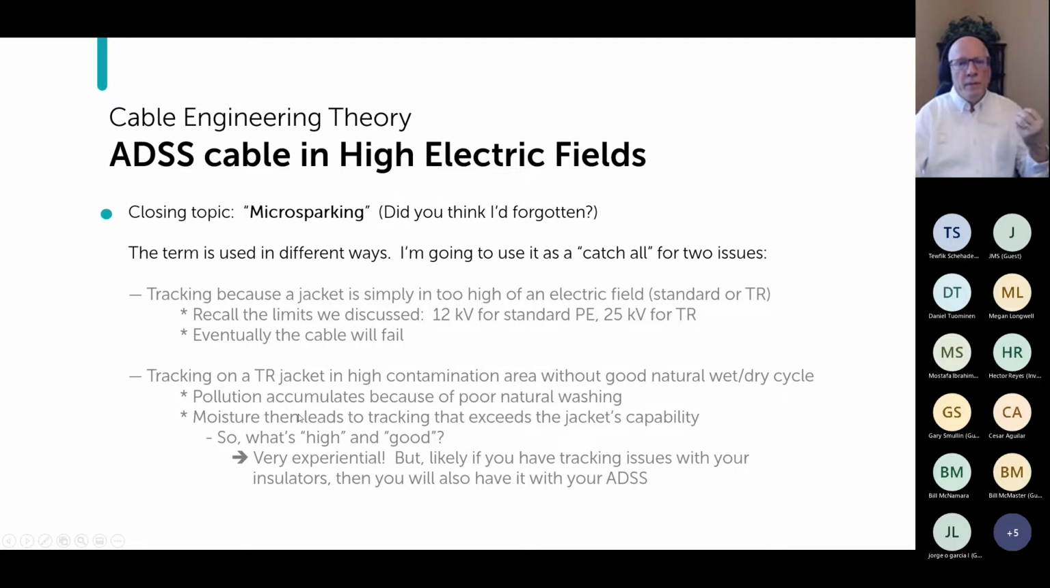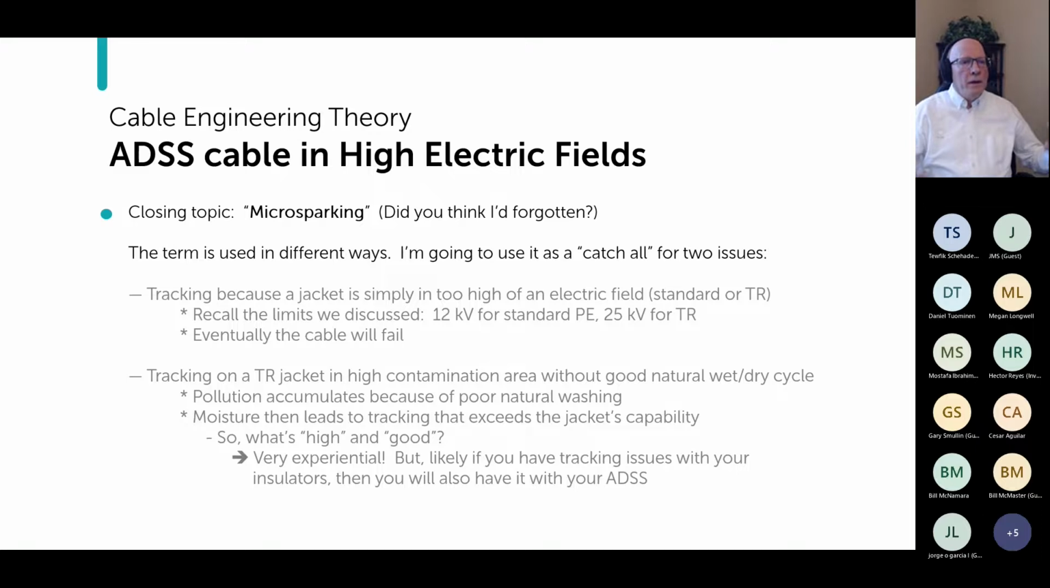Just a little bit of water makes the cable conduct, and it conducts enough that it's exceeding the tracking resistance capability of the jacket. And so then you say, well, okay, what's high contamination and what's good washing? And that's very experiential. There's some papers about it, and they'll say, well, if pollution is X, that's high pollution. But how are you going to know in the field? How can you measure your pollution or know it ahead of time?